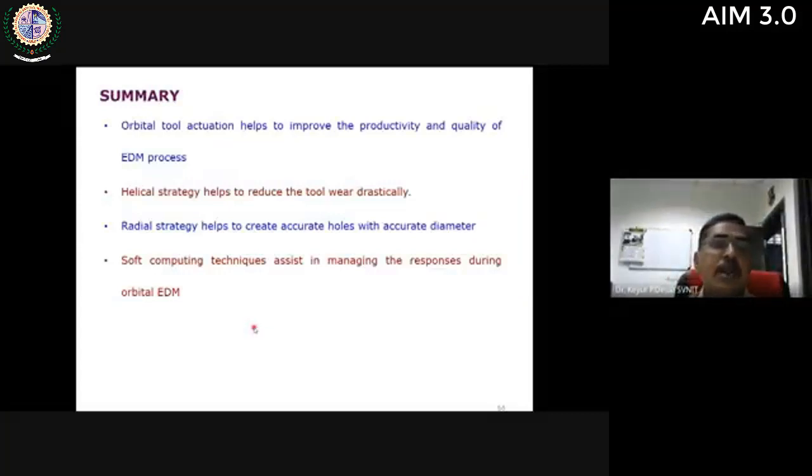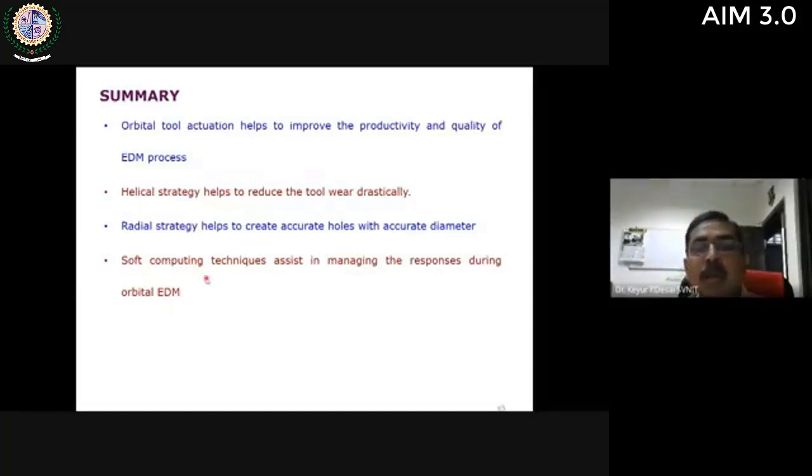So this is the summary. Orbital tool actuation helps to improve the productivity and quality of the EDM process. All of you will agree to this. Helical strategy helps to reduce the tool wear drastically. Radial strategy helps to create accurate holes with accurate diameter, because the overcut observed in radial strategy was very, very less compared to helical or compared to die sinking or boring, wherein it was at the highest value.